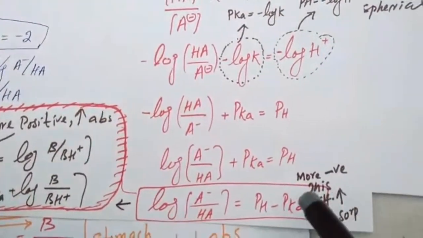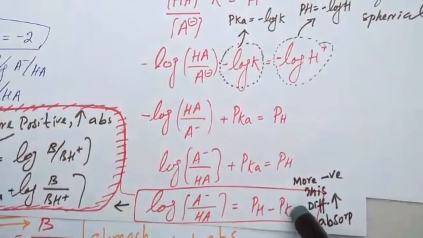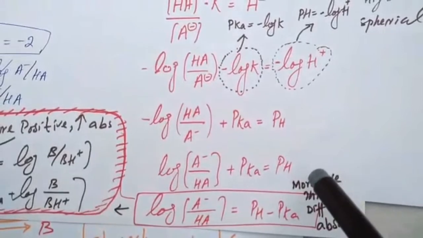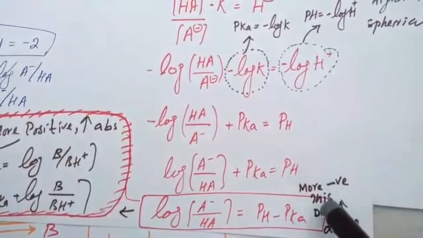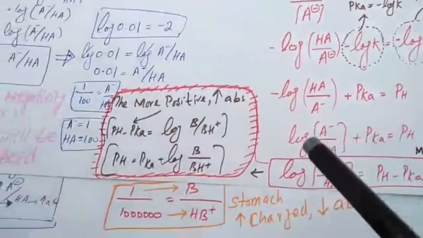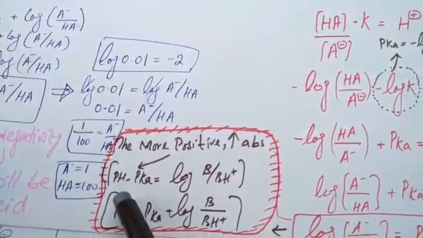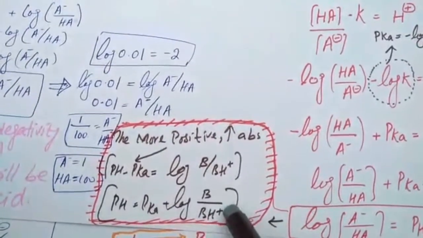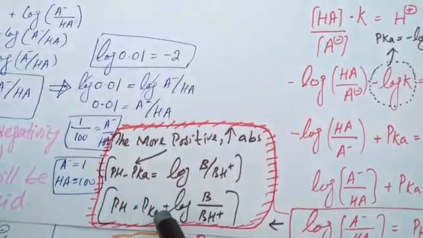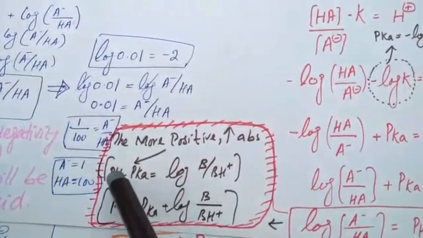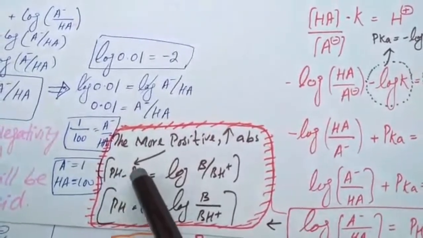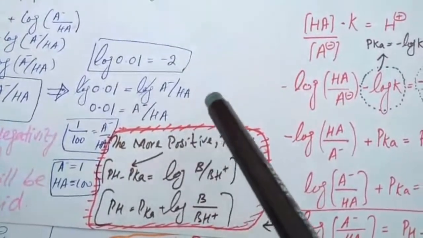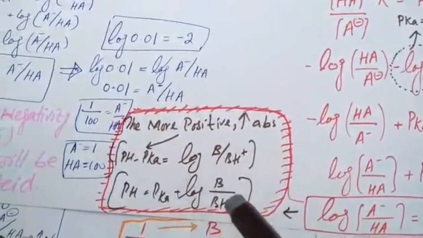Remember it. If the difference of pH minus pKa is more negative, for example minus 4, minus 5, minus 6, minus 8, minus 9, the absorption of an acid will be more. And this is the equation for a weak base: pH is equal to pKa plus log B divided by BH plus. We can convert this equation to the form pH minus pKa. Now the more positive this difference is, positive 1, 2, 3, 4, 5, 6, the more the absorption will be.